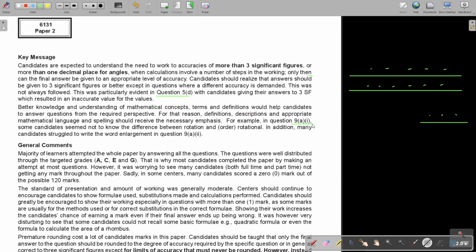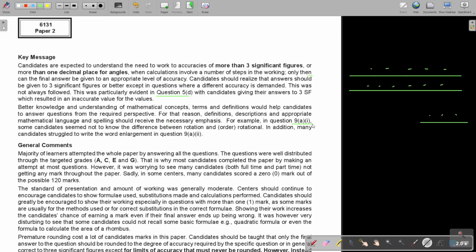In addition, many candidates struggle to write the word enlargement in question. So in the previous report, they said, and it's just a hint to the teachers, identify a few difficult words to spell, say at the end of the month or end of 2 weeks, and let the students write it down, or give them a mark, and then let them go and study and give them a spelling test, say on a Monday morning, the first 5 minutes, so that they really learn to spell the words correctly. General comments.